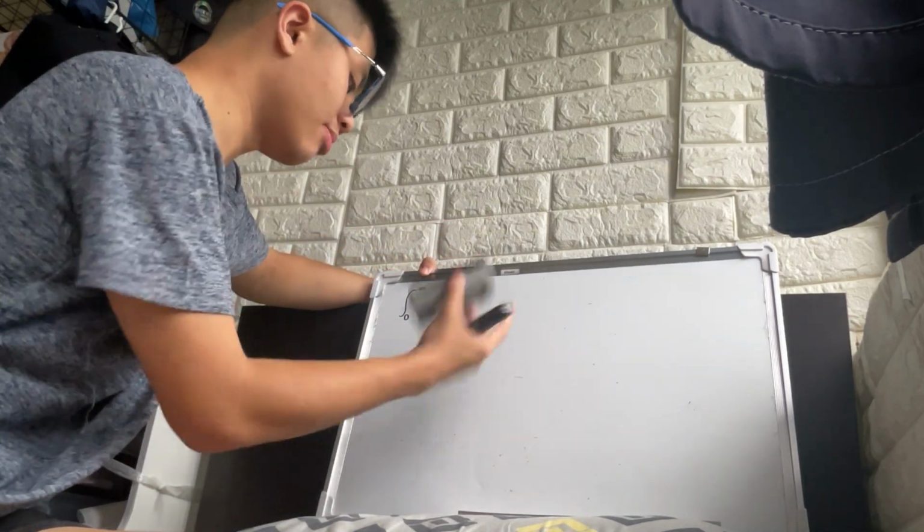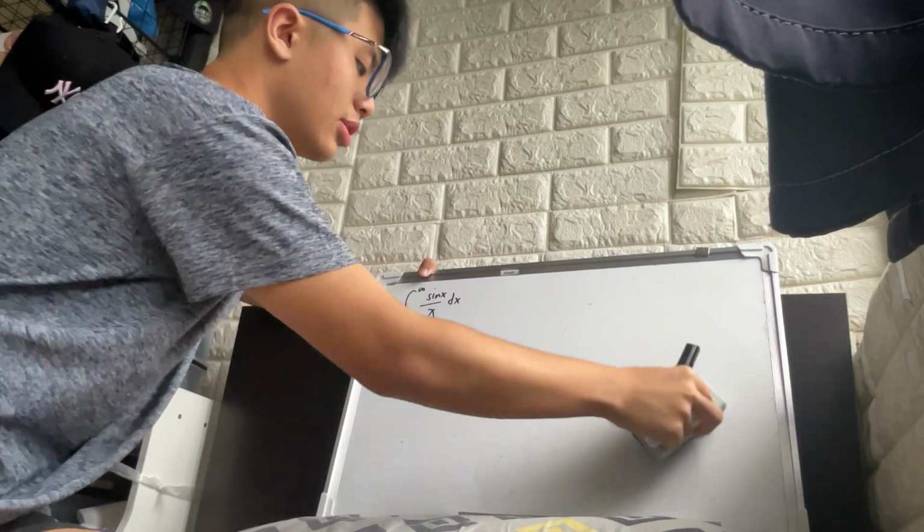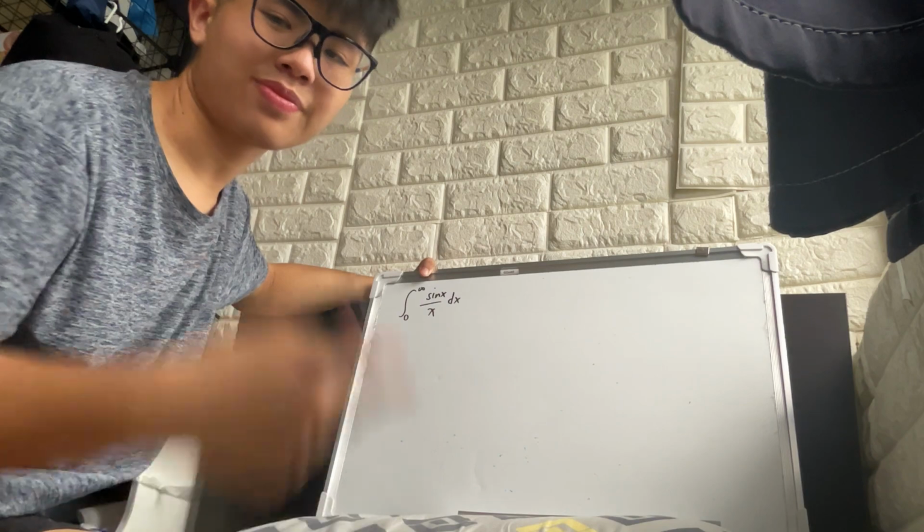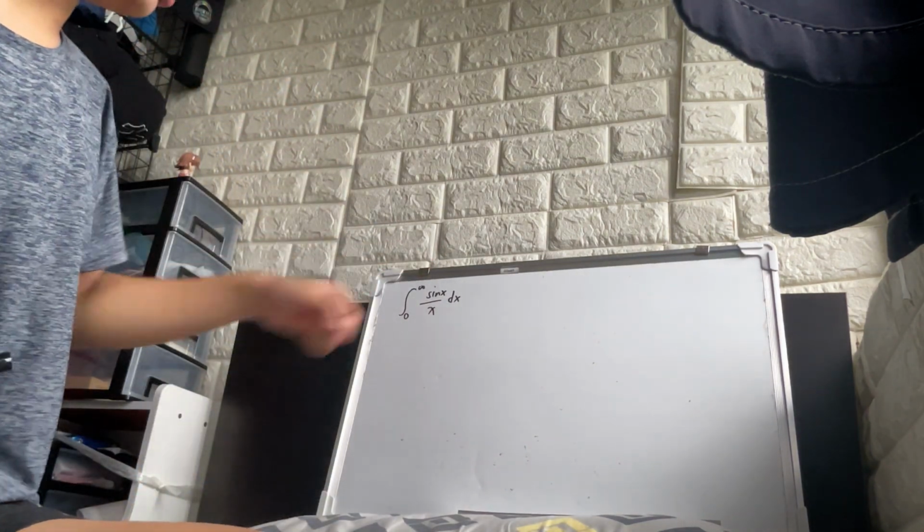First, I'm going to use the Feynman technique. It will be way harder than the other one. And then the second method is to use the special function. And first, we're gonna do the integral of sin x over x.